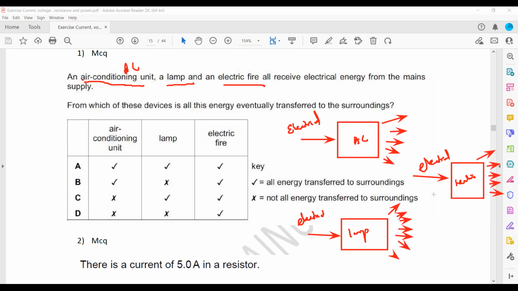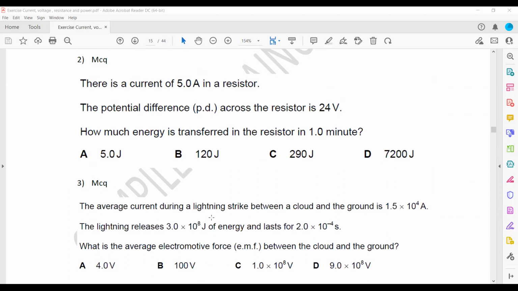Any device which takes electrical energy eventually transfers it. The air conditioner takes the electrical energy and then blows the air out, so all of the electrical energy is transferred to the surroundings. The same with an electrical heater: when we switch it on, it consumes electrical energy and transfers it to the surroundings in the form of heat. And a lamp takes all the electrical energy and transfers it in the form of heat and light. So from which devices is all of the energy transferred to the surroundings? Air conditioner, lamp, and electric fire, all of the energy is transferred to the surroundings. So that's why A is the right answer. Is it clear? The energy is always transferred from electrical to other forms.